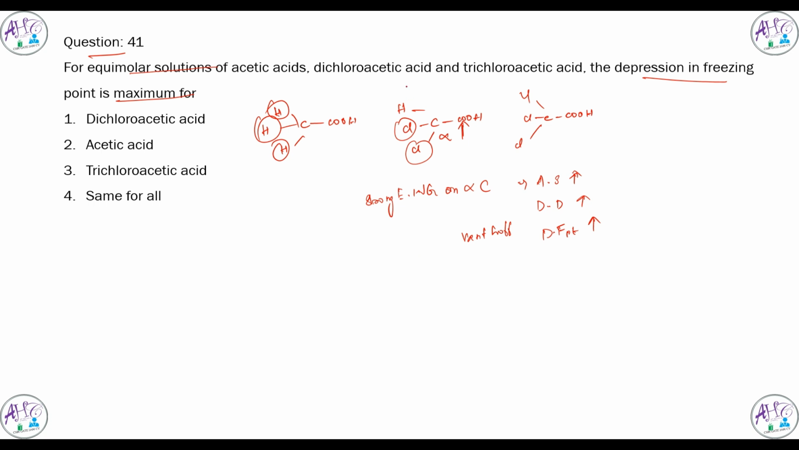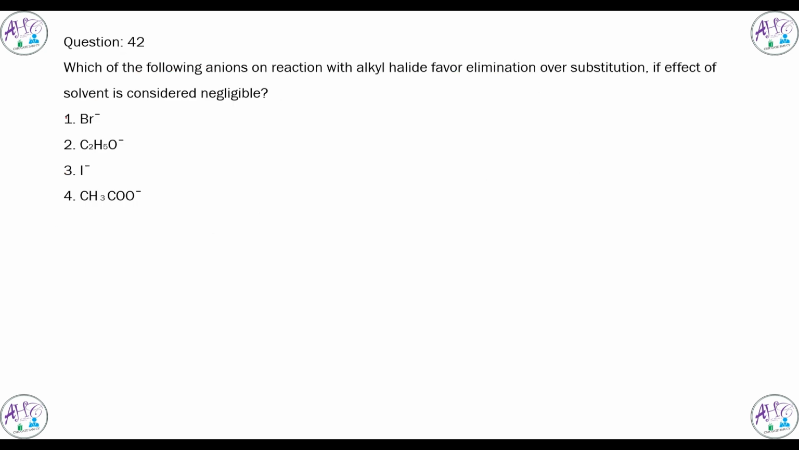Okay, so let's try to compare. So we have dichloroacetic acid and trichloroacetic acid. We have three chlorine atoms in your trichloroacetic acid, which means that your trichloroacetic acid is going to have a high depression in freezing point. So option 3 is the correct answer. Okay, if they had given fluorine and chlorine and asked for a comparison between them, then your trifluoroacetic acid would have a high depression in freezing point.